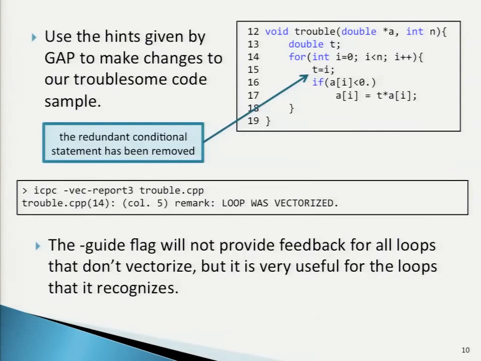So we can modify the code like this. We can just set t equals i, and then if the value here is greater than or equal to 0, then this will just get ignored. And as a result, when we recompile after making our little change, we get the result we were looking for. So it doesn't work for all loops. For some of the simpler cases, like the ones we looked at in the last exercise, it won't give any feedback. But for those ones, hopefully you should be able to fix them just by looking at them and using the vectorization report.